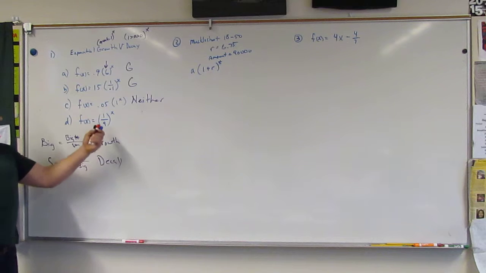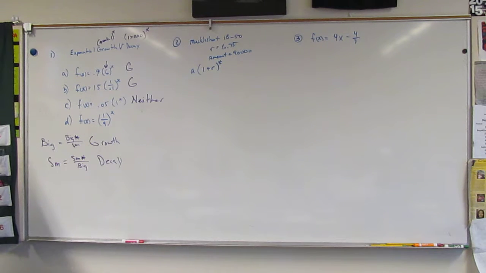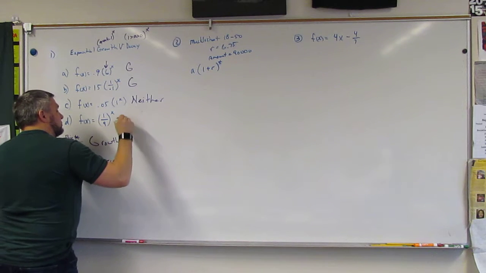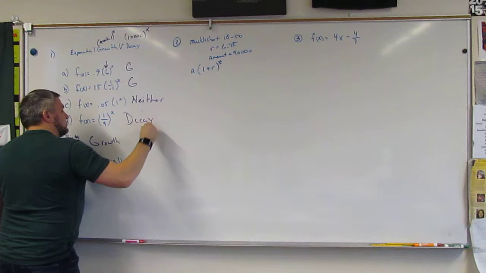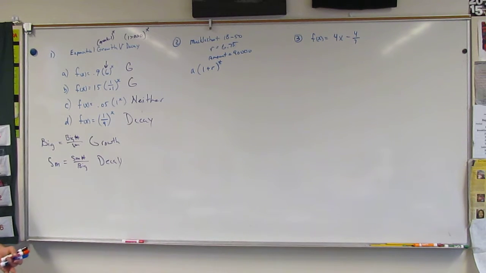All right, next one. Is this growth or decay? 1/9. Decay. Why? Because the number on top is small. That's it. Okay, easy peasy.